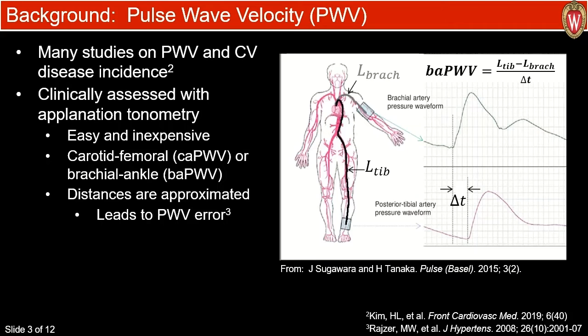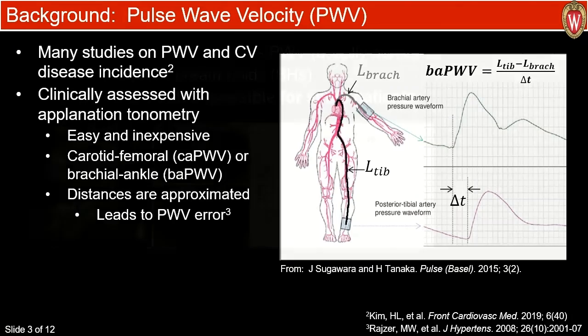However, one of the biggest problems with tonometry is that vessel distances must be approximated based on patient body type, which has been shown to greatly increase error in pulse wave velocity measurements.